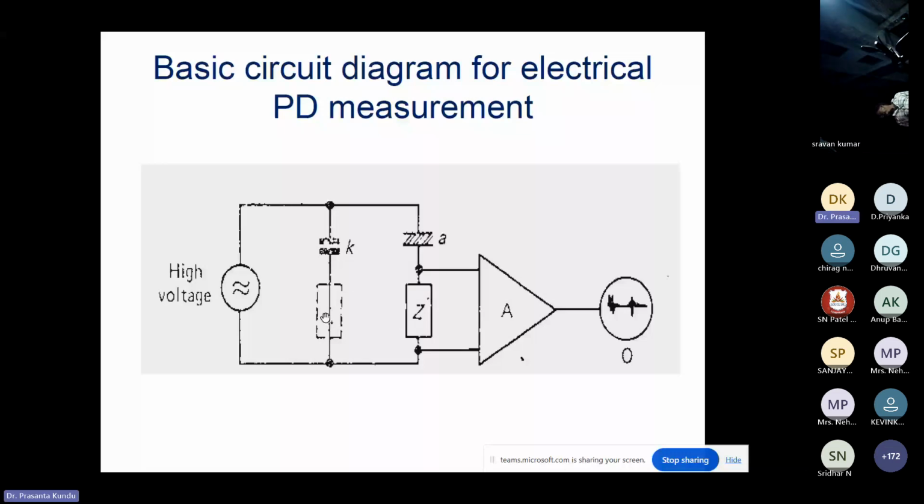So at any position we cannot have both at a time, but there is a measurement method by which you can have both at a time. But normally, either of these positions, in series with the sample or in series with the coupling capacitor, we can connect it.